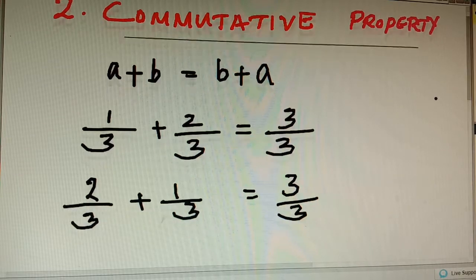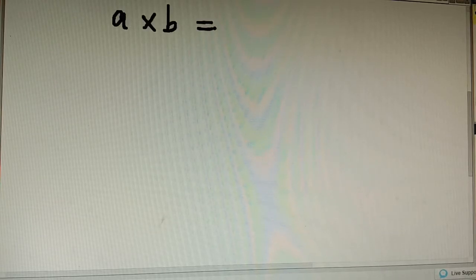Now we can think about multiplication. Okay, then if a × b is equal to b × a, then we can say commutative property is true in case of multiplication. Now if you take any two rationals and check, we can see every time a × b is equal to b × a. That means in case of multiplication, commutative property is true.